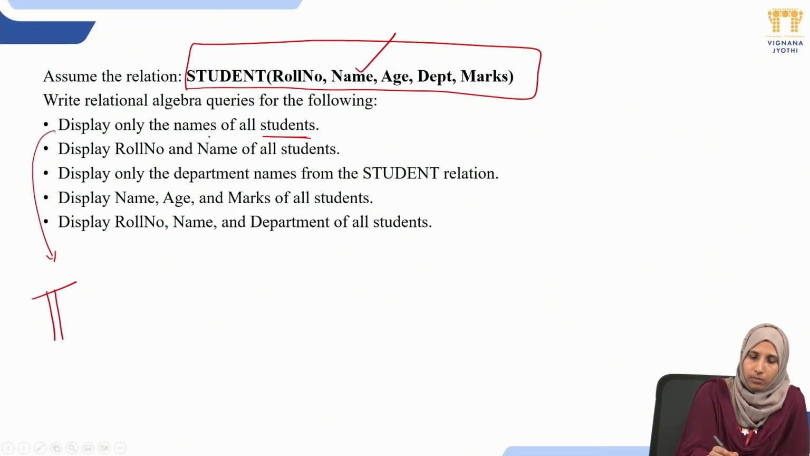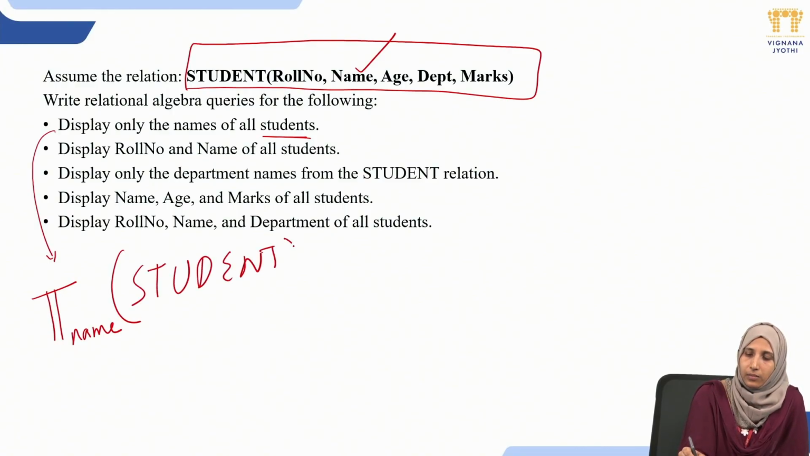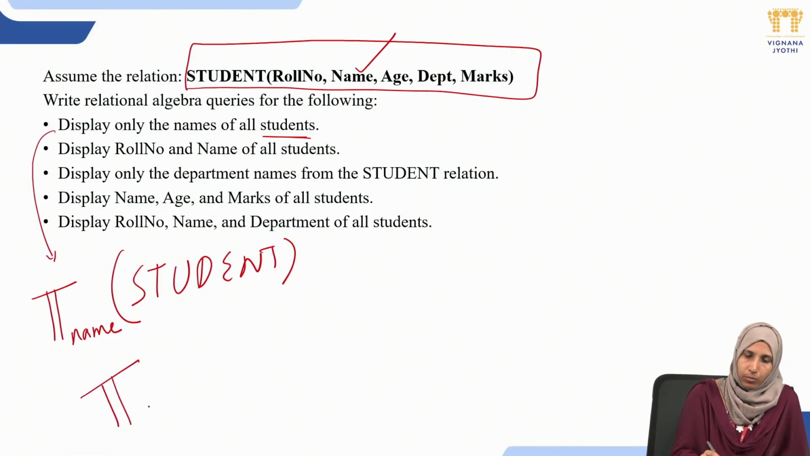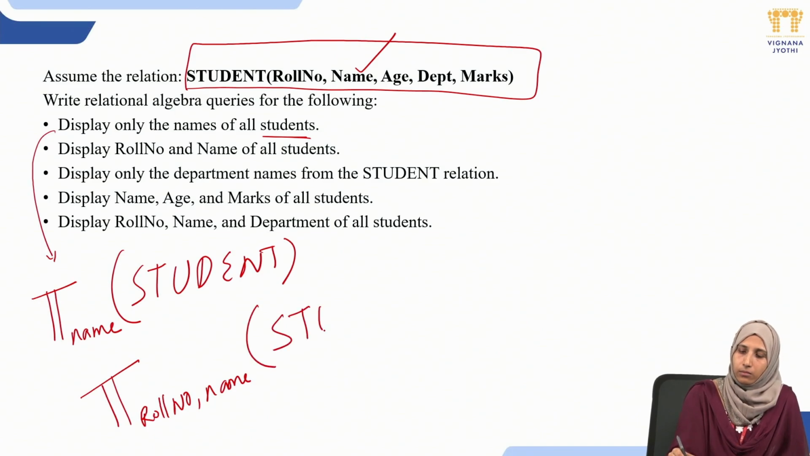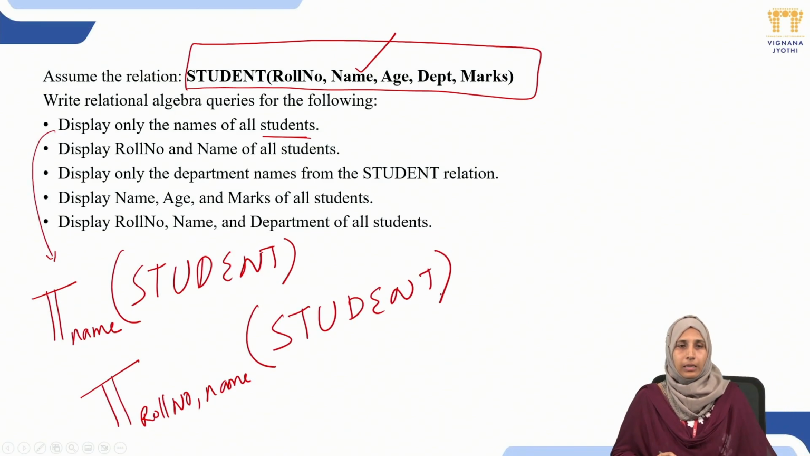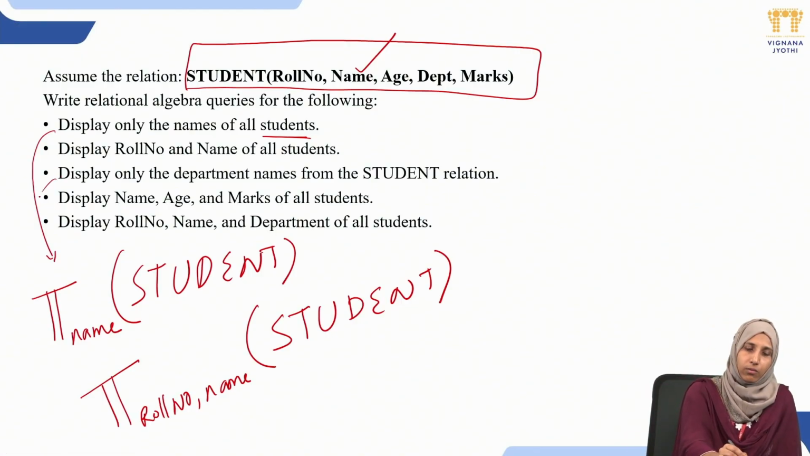What do they want? Name. Yeah, the name column is there. Inside the bracket, you write down student. That's it. Second one, display roll number and name of all the students. Again, pi symbol, roll number, name, followed by student. The same way you can write down the remaining 1, 2, 3.